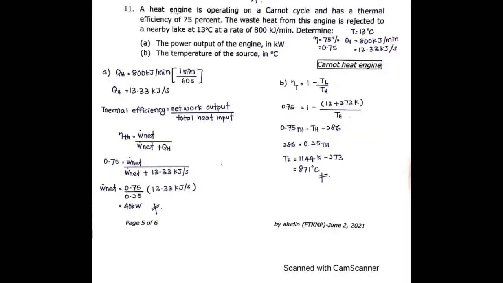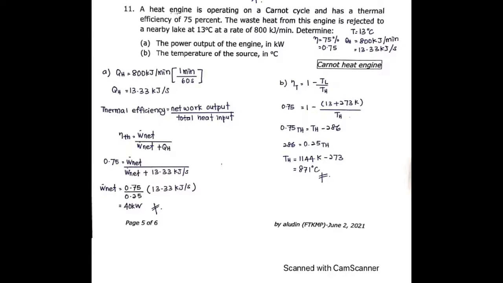Then W net plus 13.33 kilojoule per second. So W net equals 0.75 over 0.25 multiplied by 13.33 kilojoule per second. The answer is 40 kilowatt.